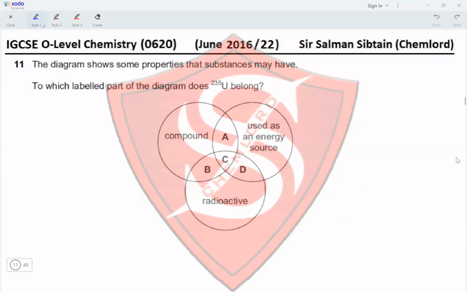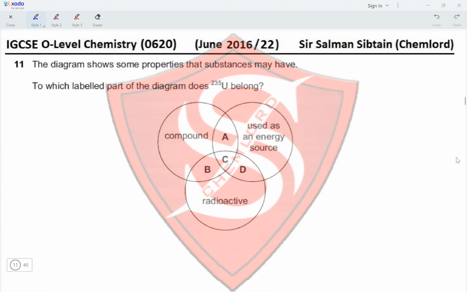Hi guys, this is IGCSE O-Level Chemistry, paper 22, June 2016, question 11. The diagram shows some properties that substances may have. To which labeled part of the diagram does uranium with the nucleon number of 235 belong to?